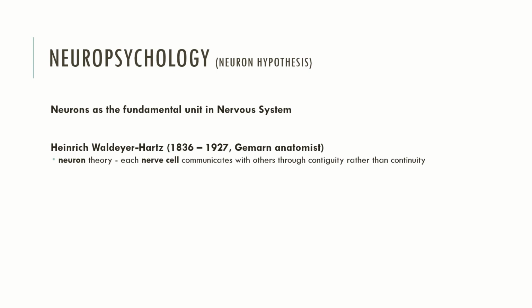This is also accompanied by the notion that neurons are the fundamental units of the nervous system. Heinrich Hartz emphasized a neuron theory, in which each nerve cell communicates with others through contiguity rather than continuity. He stated that the brain has neuronal unities and neurons are the cells of these unities. Also, he stated that there are some nerve fibers which are called cell processes.